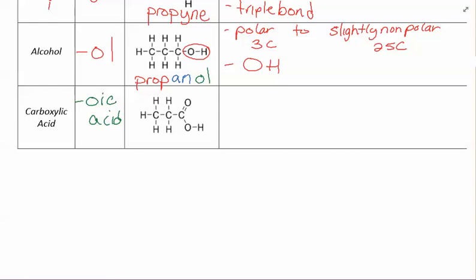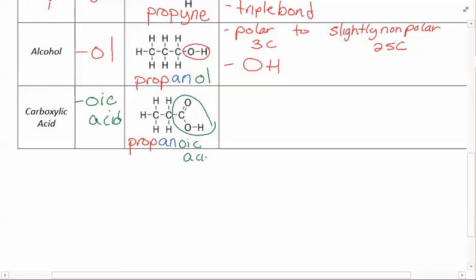So we have 3 carbons. It gives us the prop prefix. We take a look at all the other carbons. They're all single bonds, so it's most similar to an alkane. So it becomes AN. And then the last part here is our carboxylic acid component, which is what makes it OIC. So this is propanoic acid.